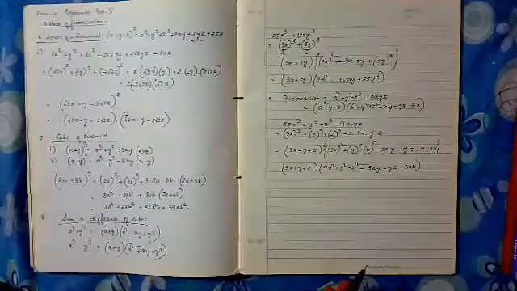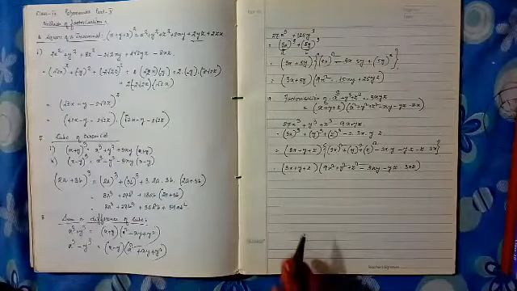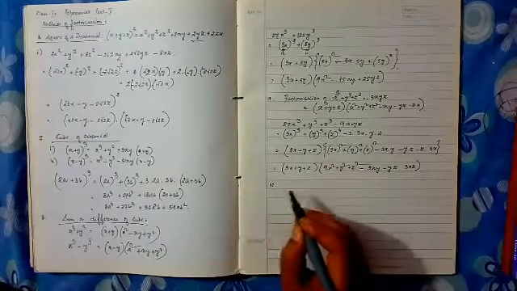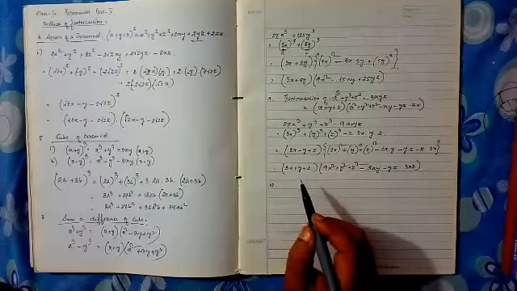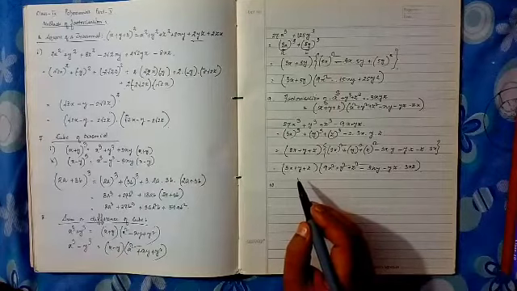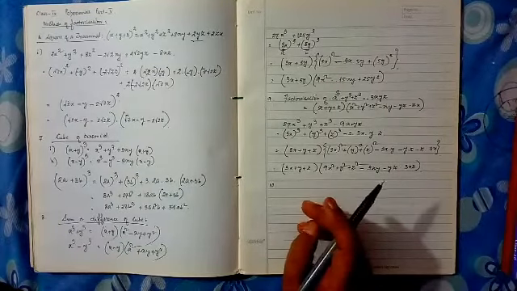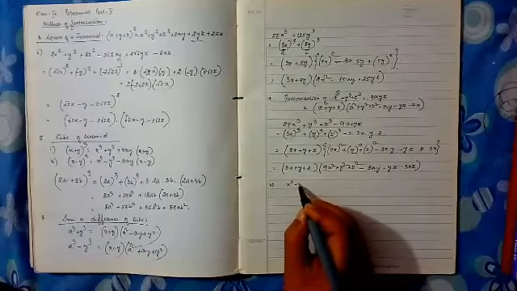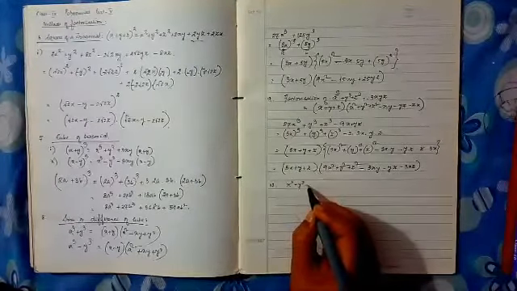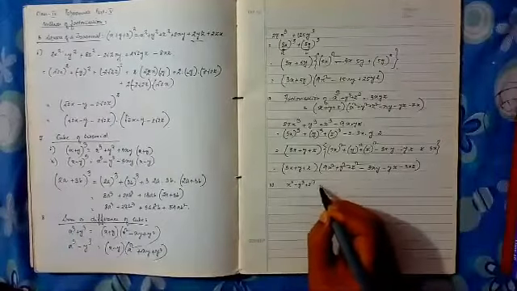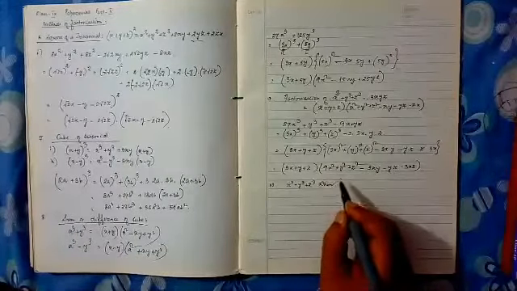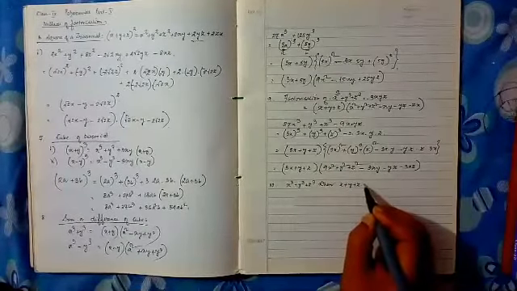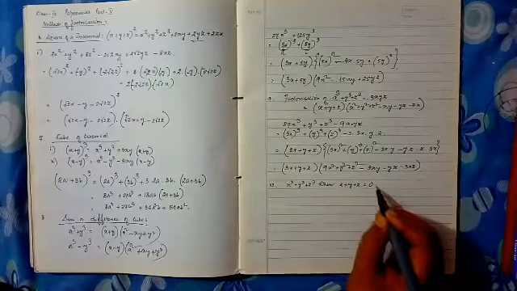Now the 10th method. In the 10th method we are using factorization of algebraic expressions of the type x cube plus y cube plus z cube when x plus y plus z is equal to 0.